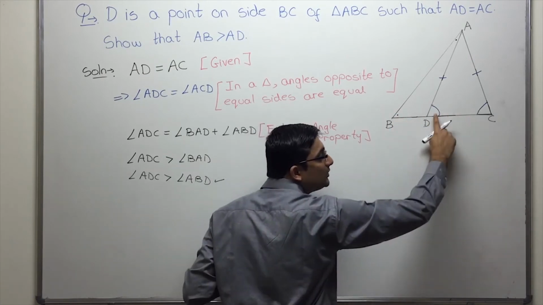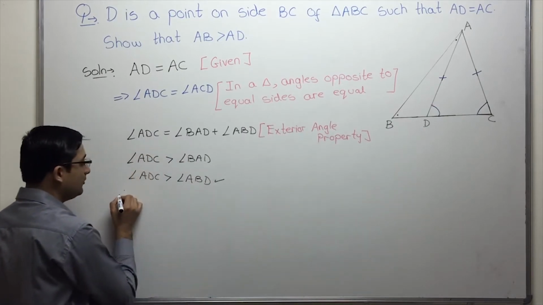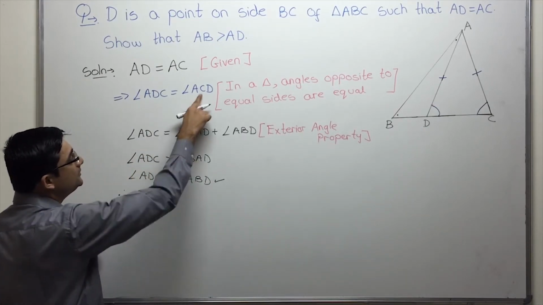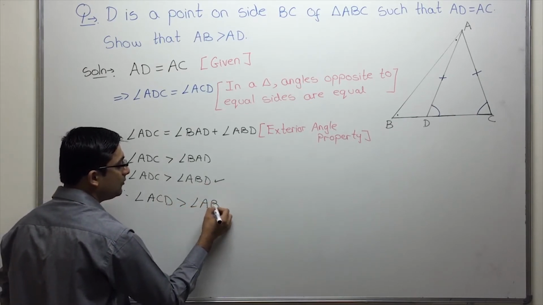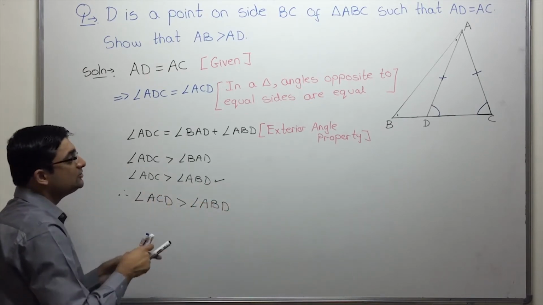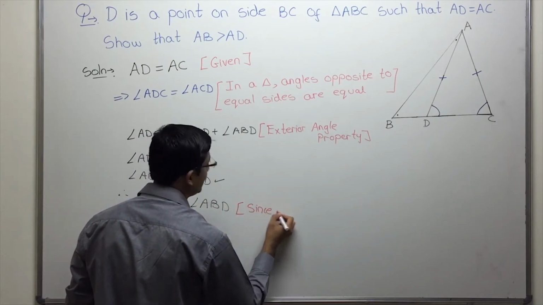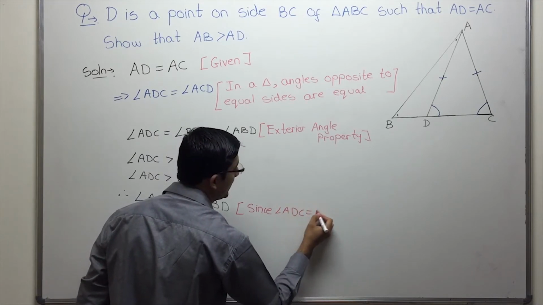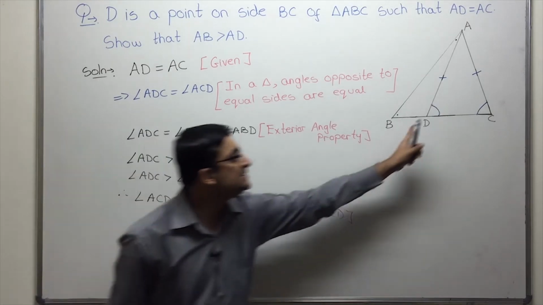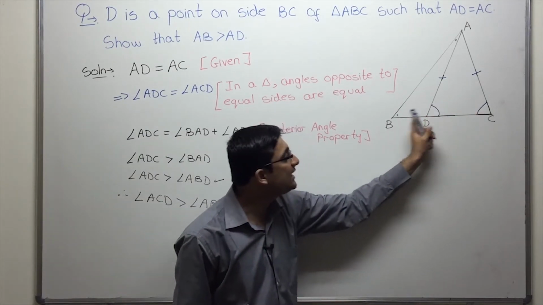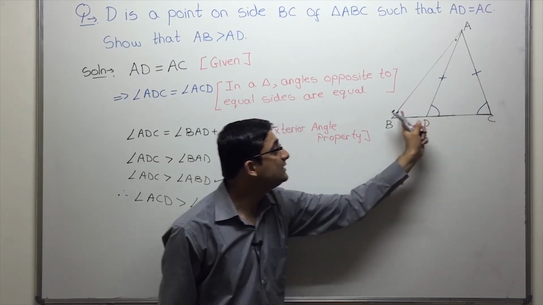Now these two angles are equal. So if this is greater than this, this will also be greater than this. So therefore, angle ACD is greater than angle ABD. Why? Because these two angles are equal. So I can mention in bracket, since angle ADC is equal to angle ACD. I repeat once again. See, these two angles are equal. So if this angle is bigger than this, this angle will also be bigger than this. So we have this angle is bigger than this.